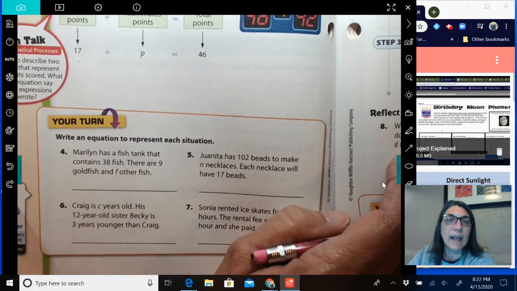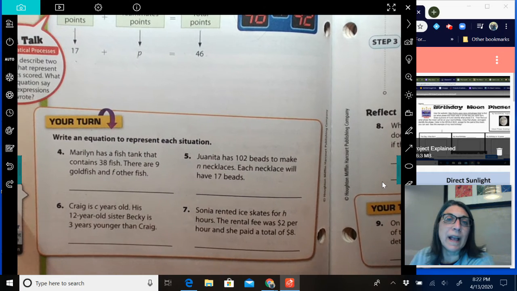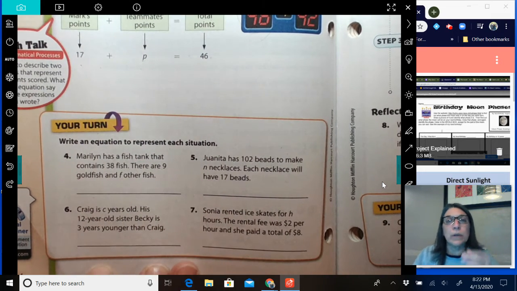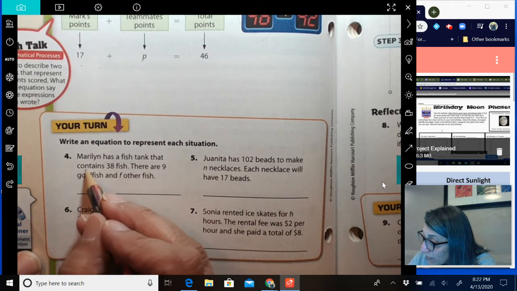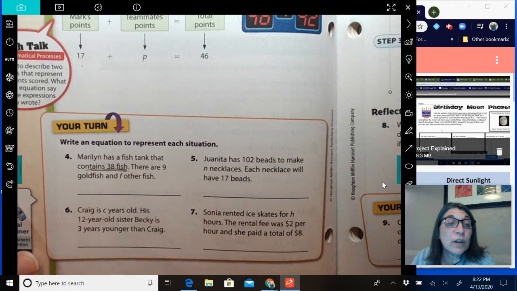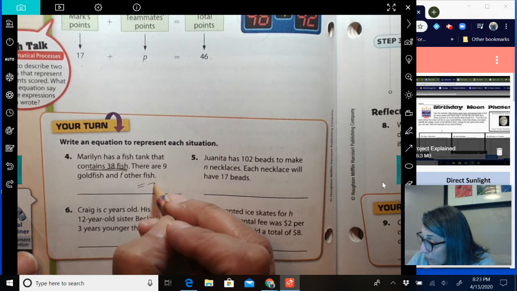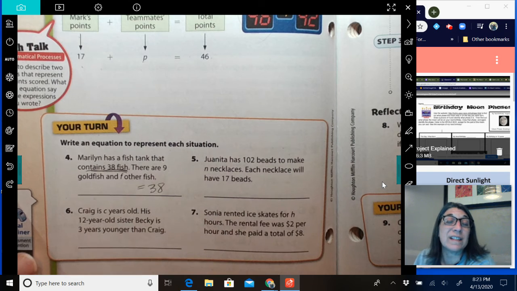We'll do the first two together, and then I'll just pause a second. I'll ask you to pause the video, try the last two, and we'll go over these. Because this is really the meat of what we're trying to do today, is learn how to write some equations, okay? So we got Marilyn has a fish tank that contains 38 fish. So we know that there are 38 fish in the tank. So I'm guessing that I'm going to go ahead and put equals 38 over here because that's my total.